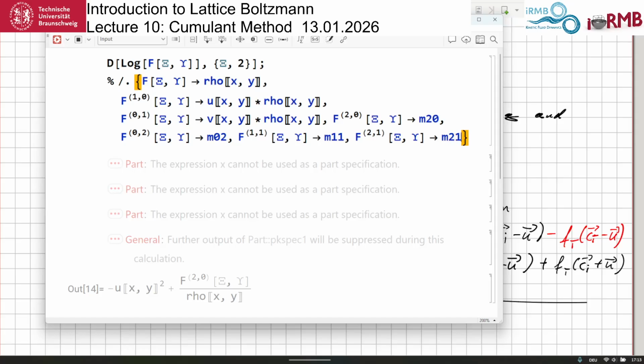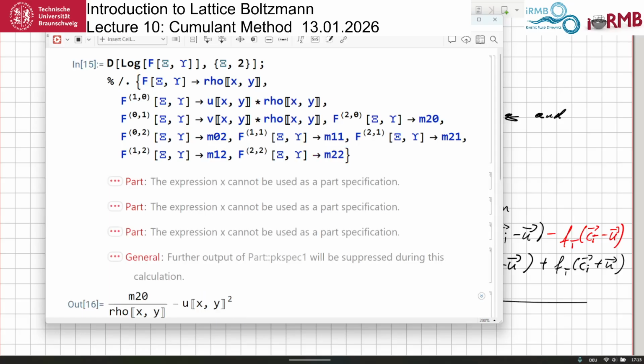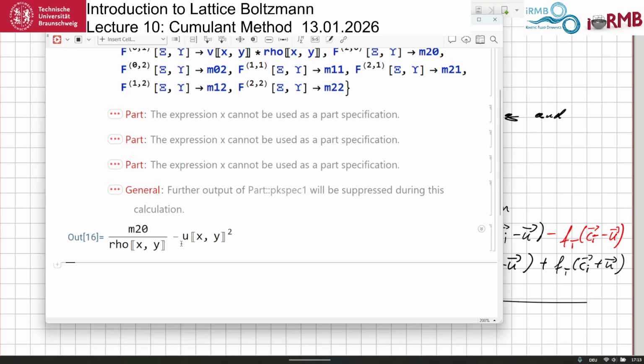M21 and 1, 1, 2. M12. And then we have only just 2, 2. Okay, did I forget anything? M22. So it's complaining, but it gives this result.